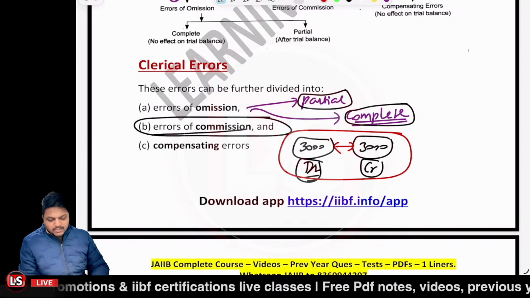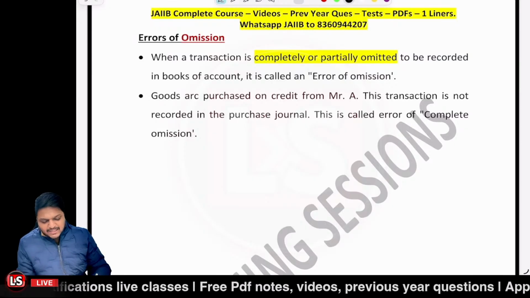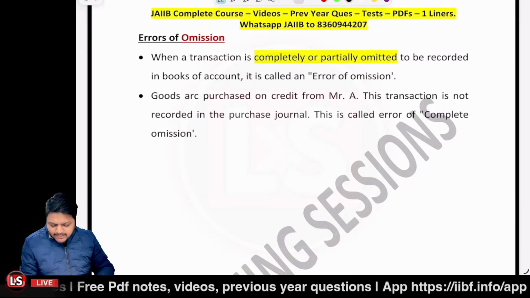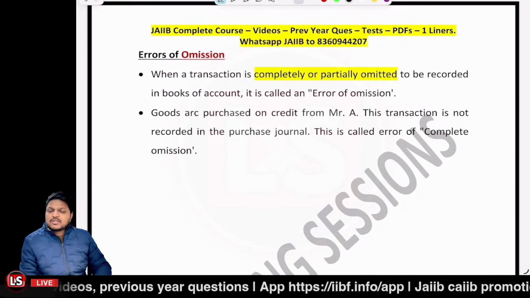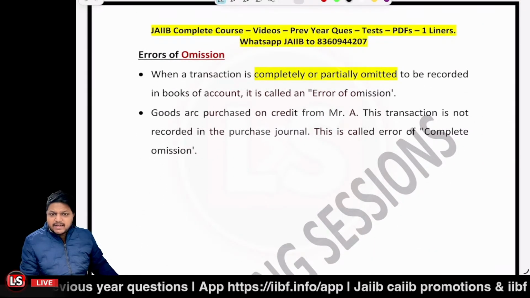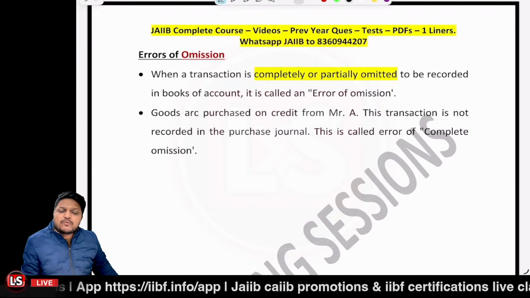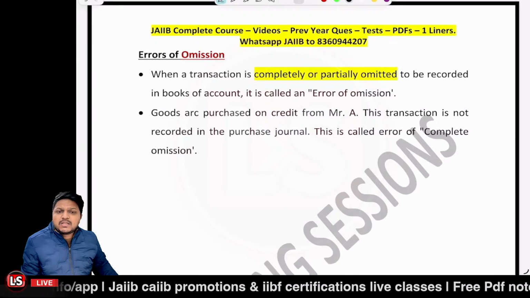Right now, let's move ahead. First of all, it's the error of omission. Like I told you, this is a clerical error. Three types of clerical errors are there. Now we are reading about the clerical errors first of all. So error of omission is what? It is when you have omitted the entry: you were to record something but you forgot to do the same, or you just recorded one side only and not the other side.